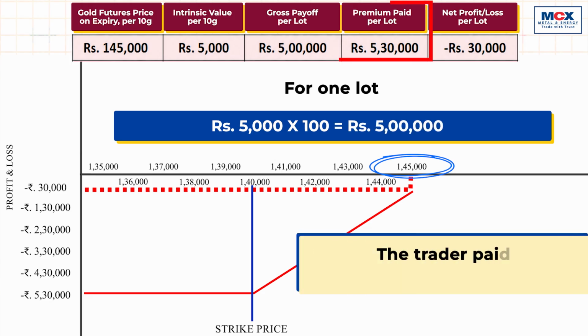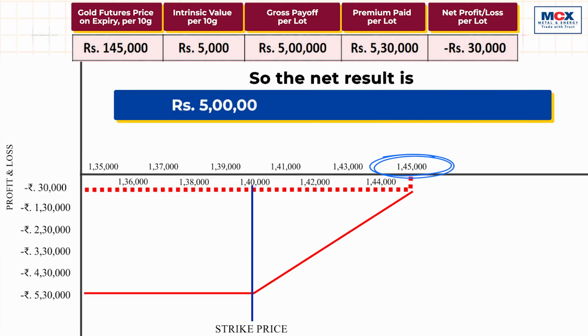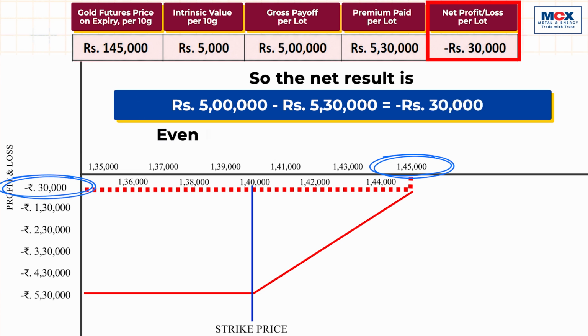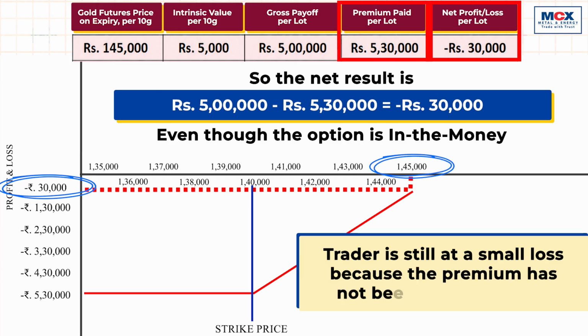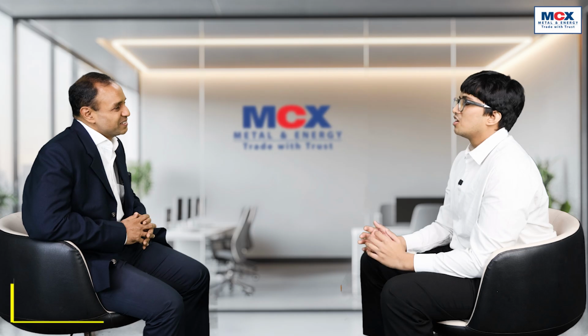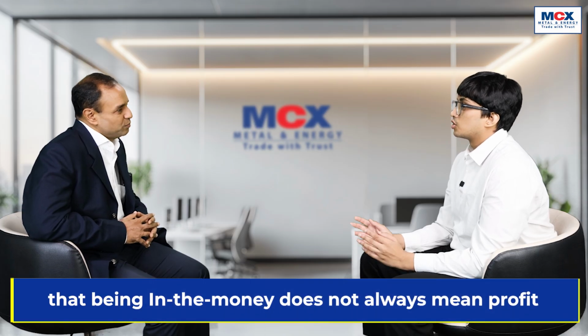The trader paid Rs 5,30,000 as premium. So the net result is Rs 5 lakh minus Rs 5,30,000 equal to minus Rs 30,000. Even though the option is in the money, the trader is still at a small loss because the premium has not been fully recovered. Now I've understood that being in the money does not always mean profit.